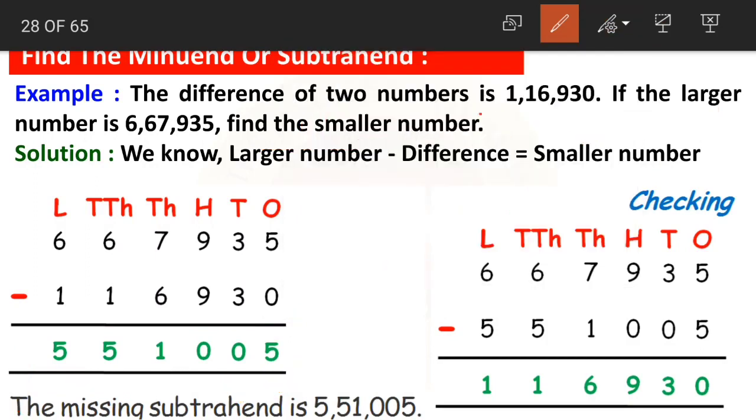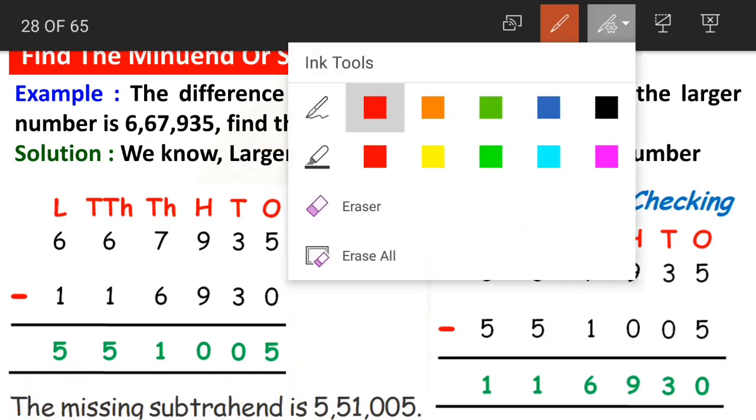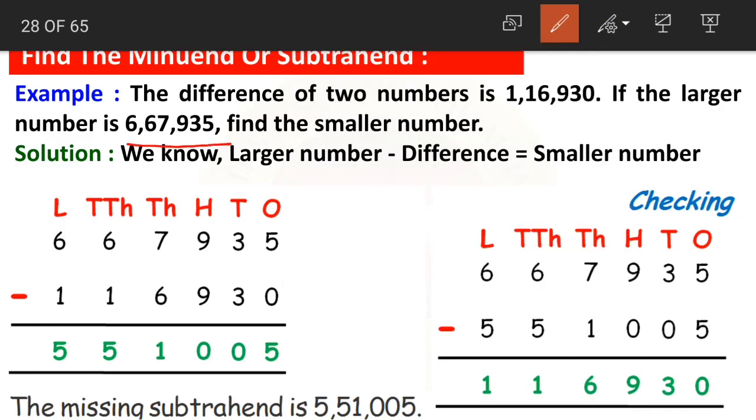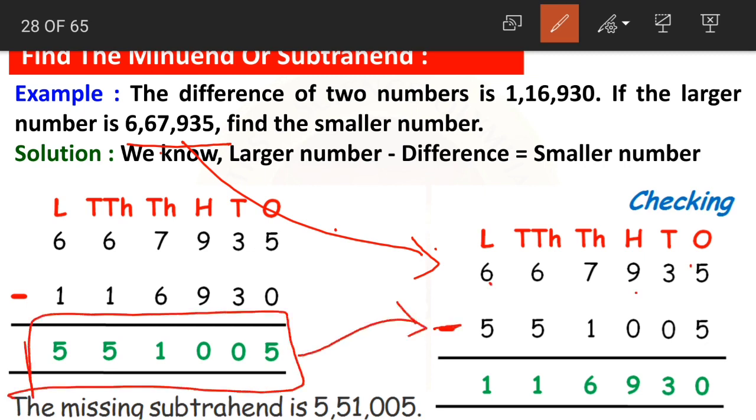Again, how do we subtract, children? The larger number minus the smaller number. Yes, now the larger number is already given in the question. Sorry, this one. Yes, so we'll write it first. 6,67,935 minus, we found out the smaller number, right? Yes, so we'll take that now. 5,51,005.